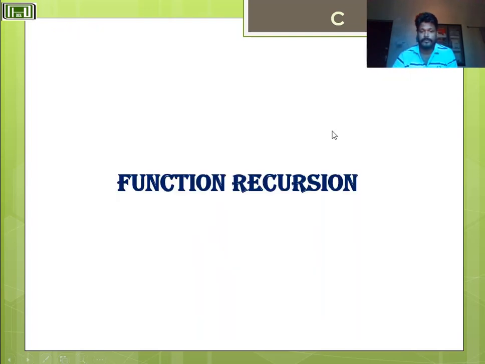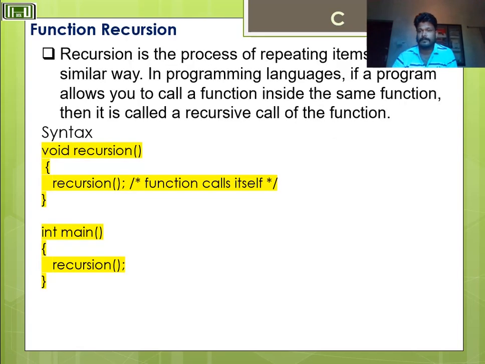Now moving to the next topic in function, that is function recursion. Function recursion means a function calling itself. That is the process of repeating items in a self-similar way. If a program allows you to call a function inside the same function, then it is called a recursive function. Here is the syntax: void recursion, it is the function, then recursion called here. This is the recursive function that calls the function again and again.